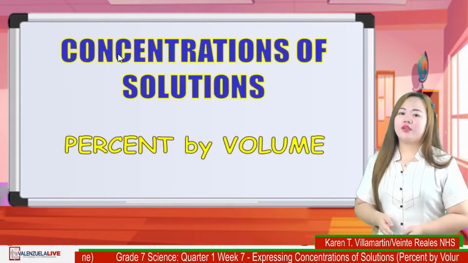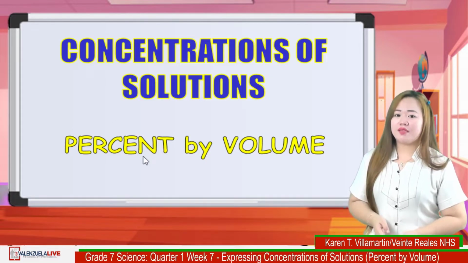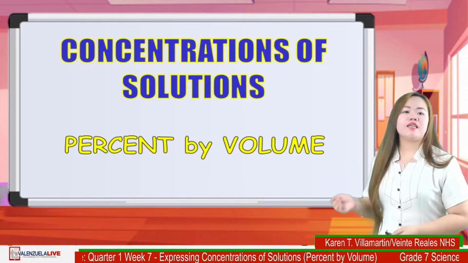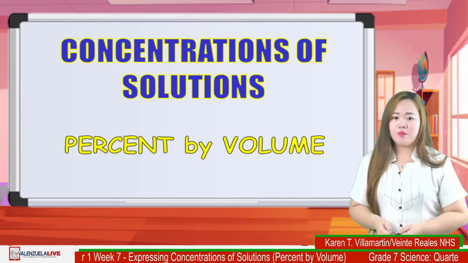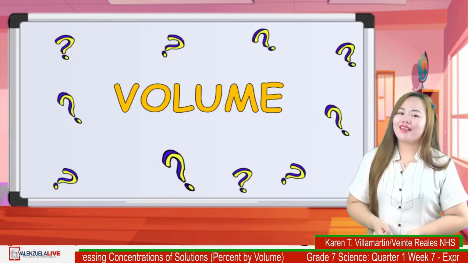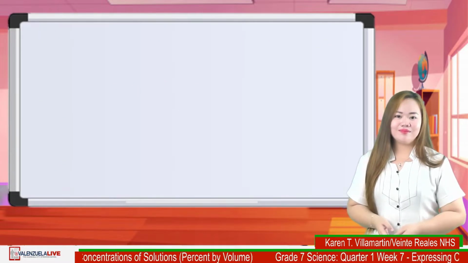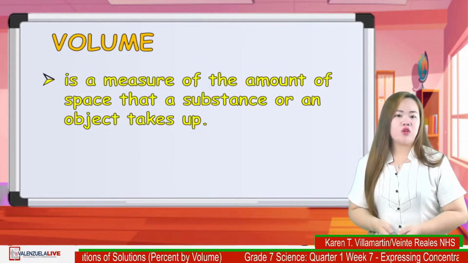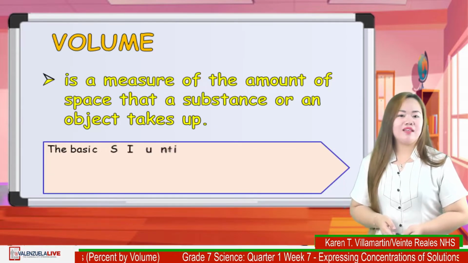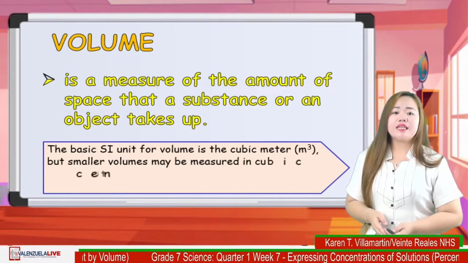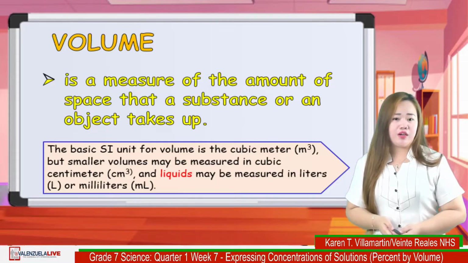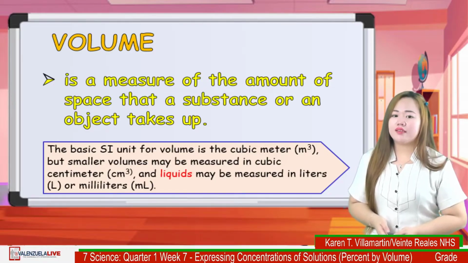The percentage of solute in a solution can more easily be determined by volume when the solute and solvent are both liquids. Before we proceed on how to calculate the percentage by volume of the given solutions, let us first define what volume is. Kindly type your answer on the chat box. Okay, a volume is a measure of the amount of space that a substance or an object takes up. The basic international system of unit for volume is the cubic meter, but smaller volumes may be measured in a cubic centimeter, and liquids may be measured in liters or milliliters.